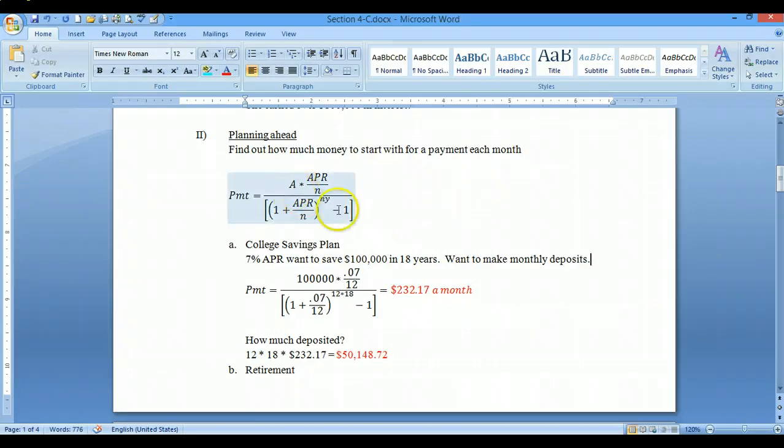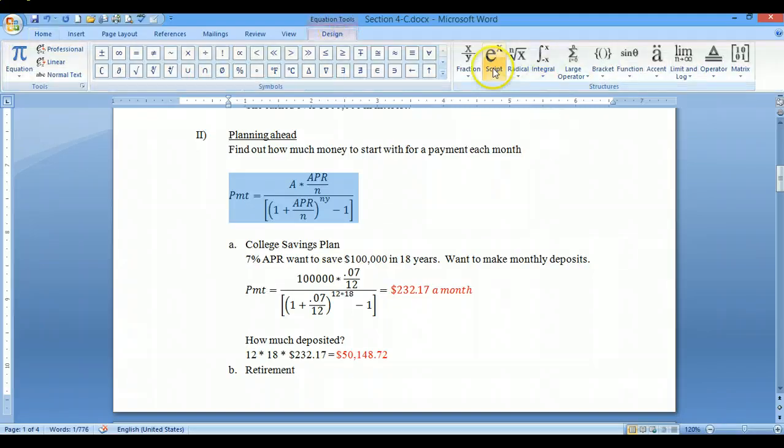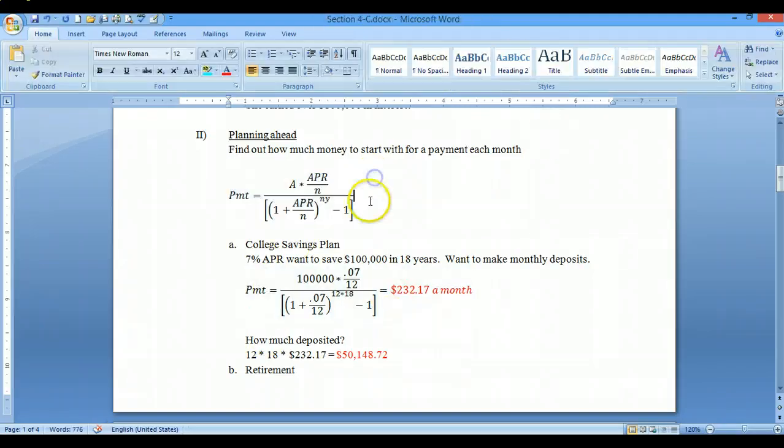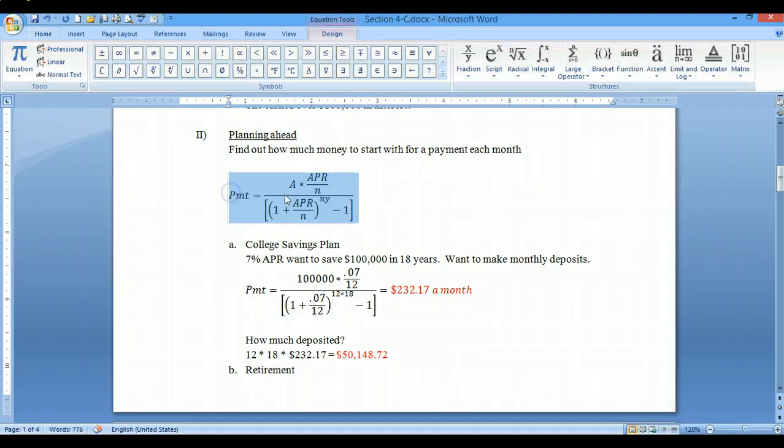So we can take this, and I've already shown you in this section how to type in different things in Microsoft Word by using your equation tools up here. So I'm going to assume that you're okay with that, and I'm just going to highlight this, copy and paste it down into here, and then fill in with the information I have.